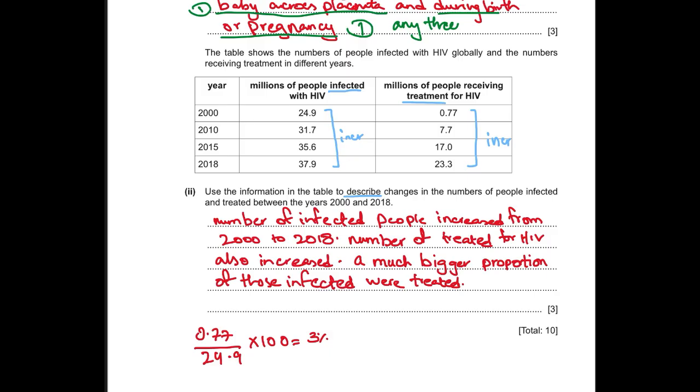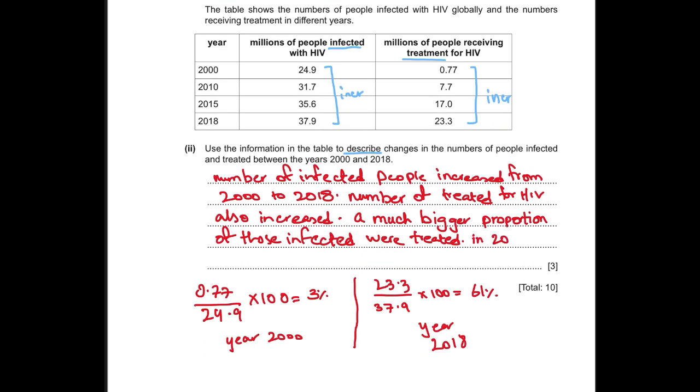Like, we are going to calculate the percent of people treated in 2000, which was 3%, and the percent of people treated in 2018, which was 61%. We have used the data in the table to support our answer. So we are going to write in 2000 only 3% were treated, but in 2018 over 60% were treated.